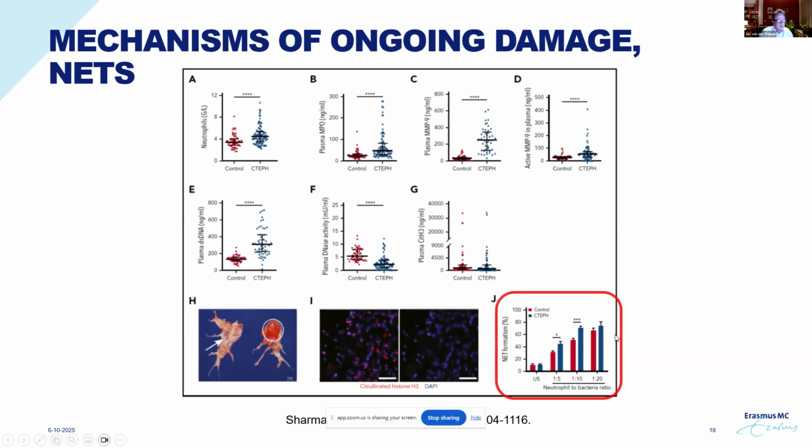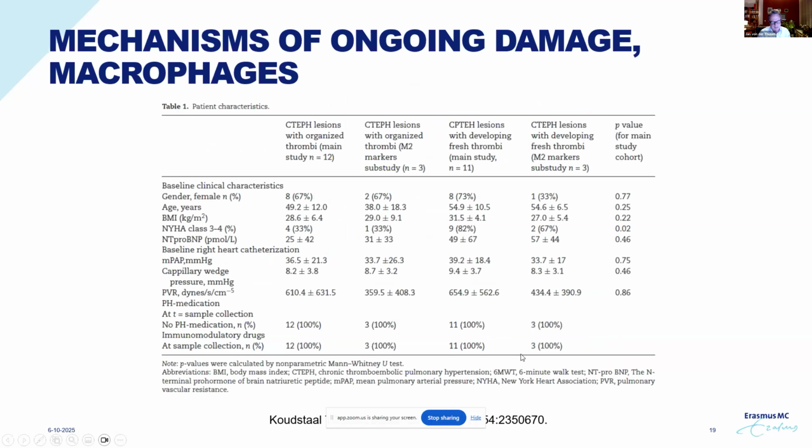And in fact, in vitro, these patients with CTEPH tend to have an increased formation of so-called neutrophil traps or nets. And this is something that's also been seen actually in COVID. So it's not exclusive to CTEPH.